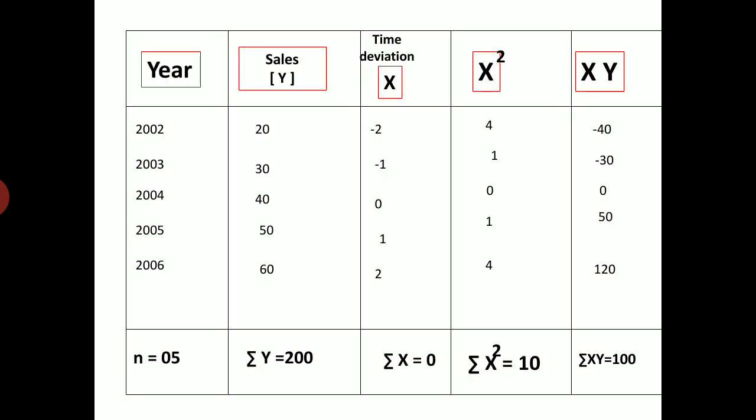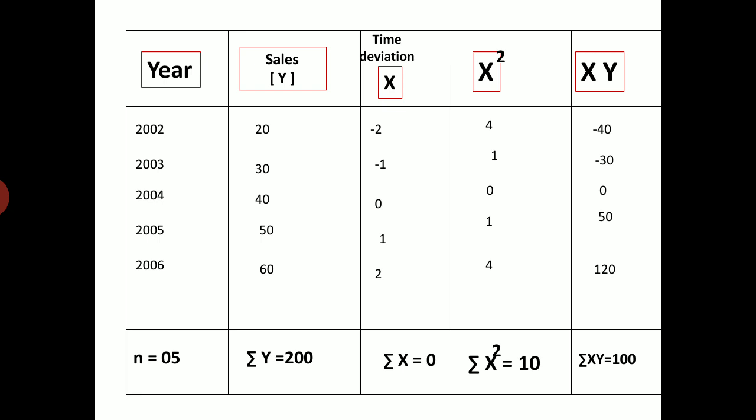The first column indicates the year, the second is the sales, which is y, then the time deviation x, x square, and the last column is xy. The years are 2002 to 2006, so the number of years n equals 5. Sales are 20, 30, 40, 50 and 60.